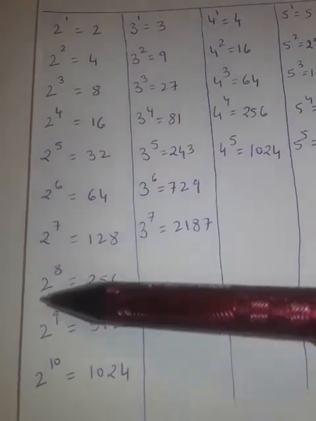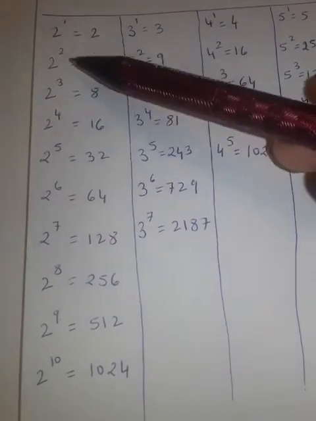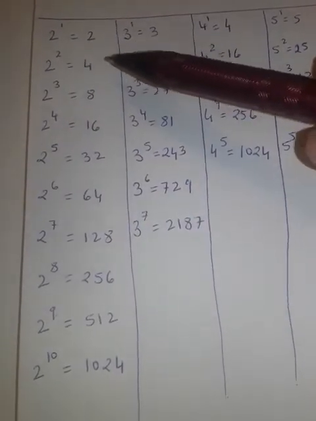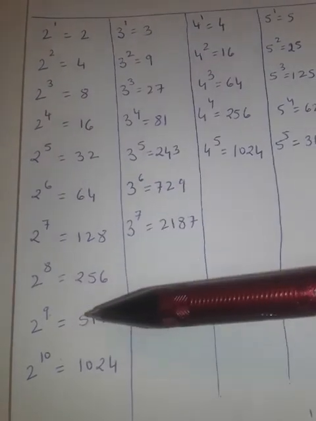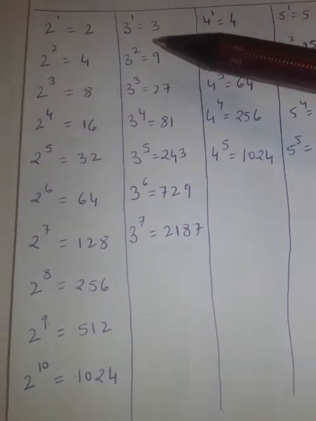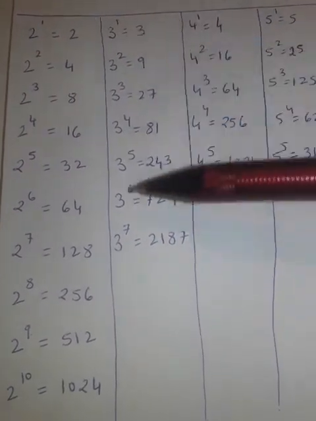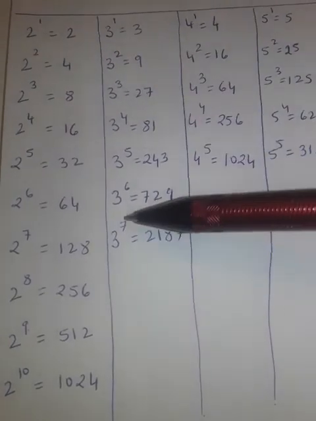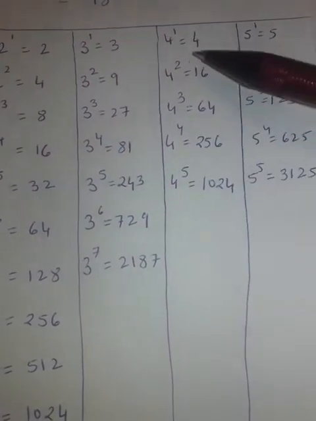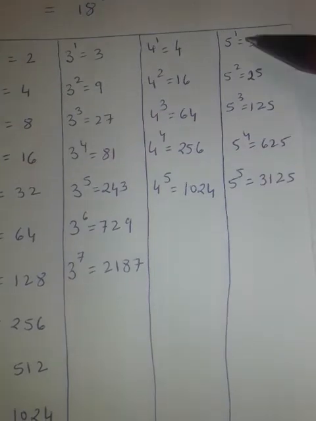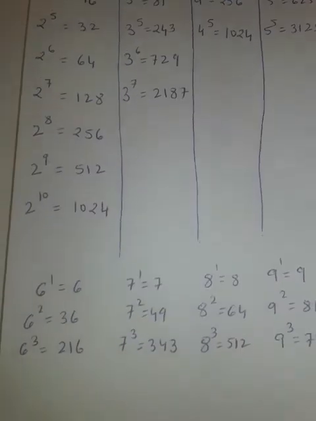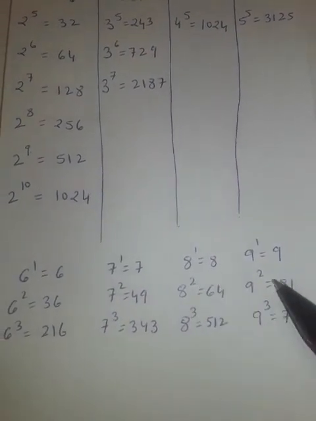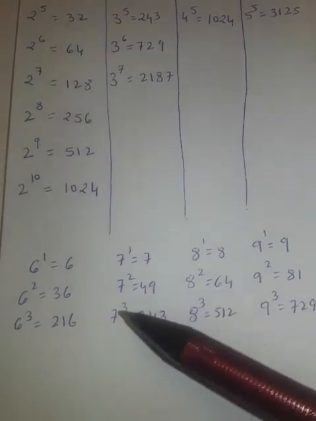Powers of 2 up to 10. First 10 powers of 2. They are very easy to by heart. एक बार पढ़ लोगे तो by heart हो जाता है. बहुत easy है. Powers of 3 up to 7 powers of 3. 5 powers of 4. 5 powers of 5. And then 6, 7, 8, 9 you by heart up to this cubes.